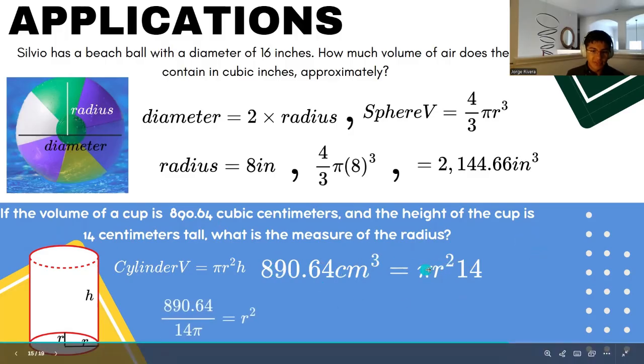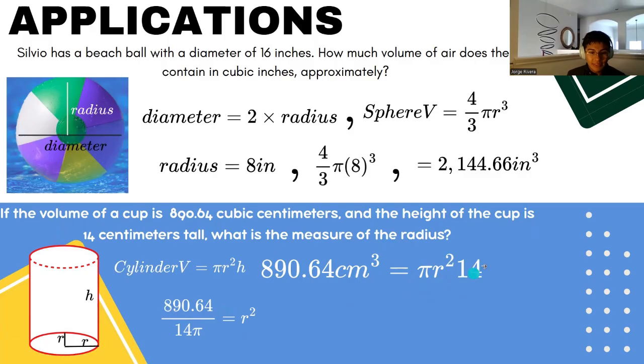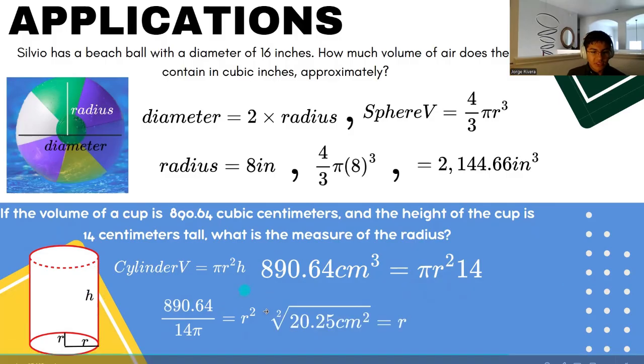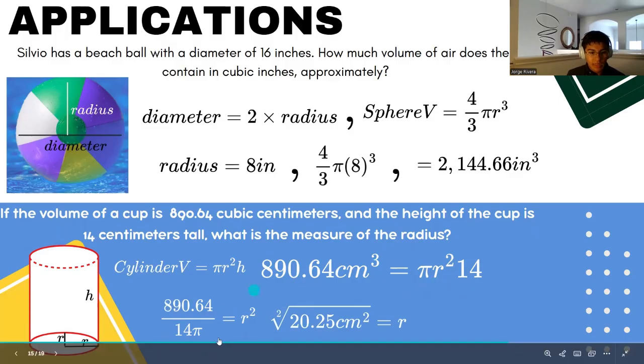If we move these things around, because pi is a constant, we can divide this original number by pi, and we can divide it by 14, because r squared is times 14, and 14 represents the height of the cylinder. It's h, so it represents the height. We can plug these things in, divide this number by this, and take the square root of it to find the radius. We find that the radius is 4.5 centimeters.